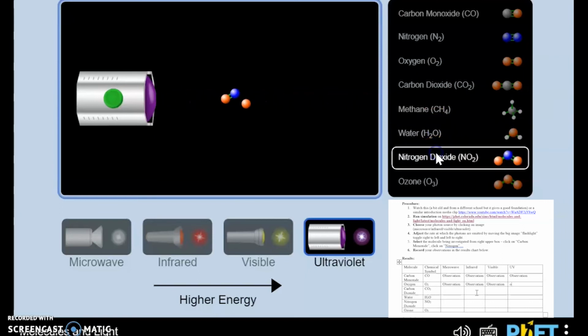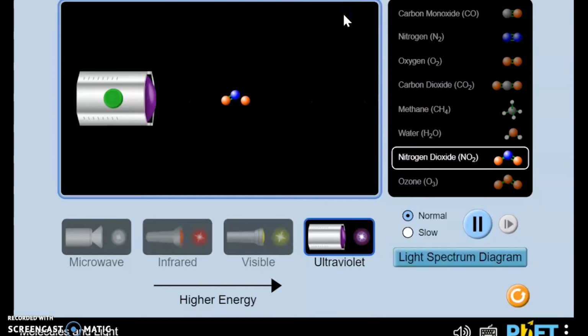Note that some molecules are changed when struck by certain wavelengths of light. For these, the molecule in the simulation needs to be reset.